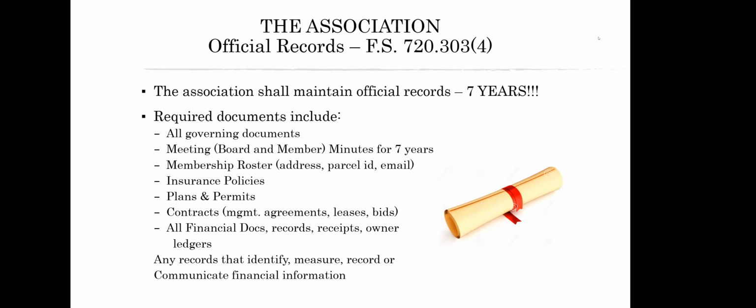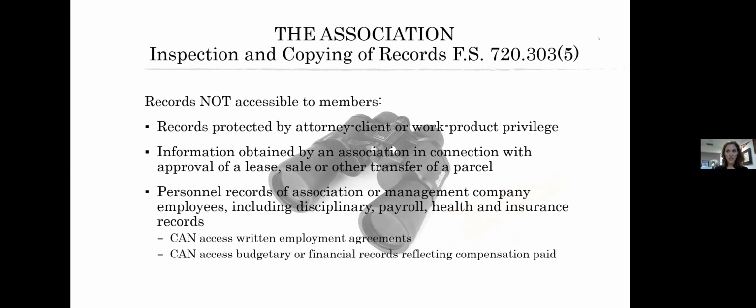On your screen is a list of the required documents. You can see here, this is your governing documents, your meeting minutes, membership rosters, insurance policies, plans and permits, contracts, and financial documents. Additionally, there is a catch-all in the statute requiring the association to maintain basically any written records that aren't specified here that are related to the operation of the HOA. So it's pretty broad. If in doubt, hang on to that record. And I should note that does include emails.